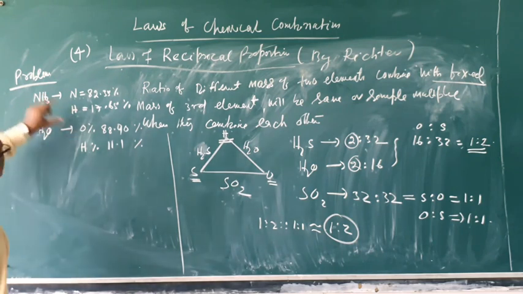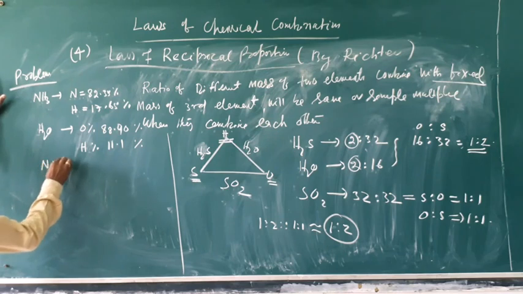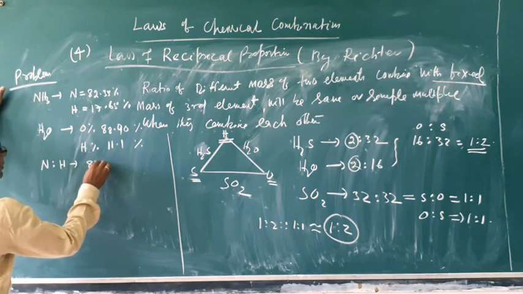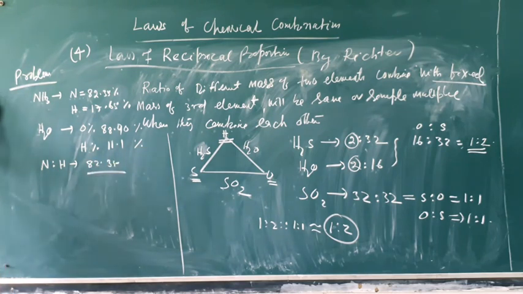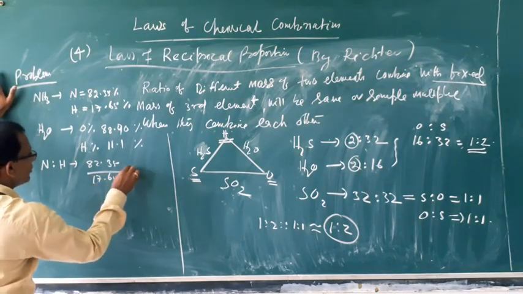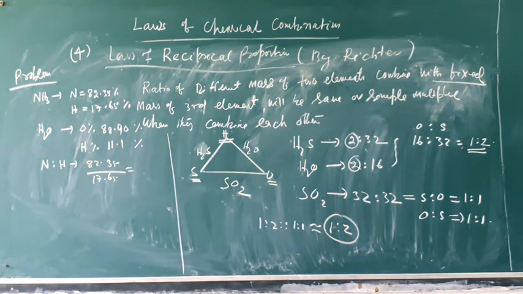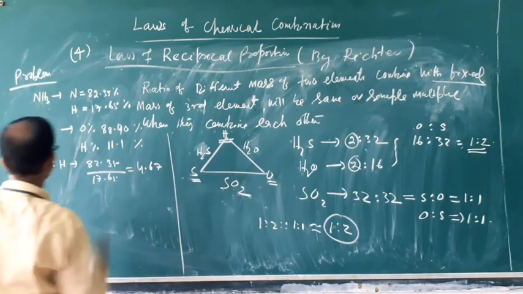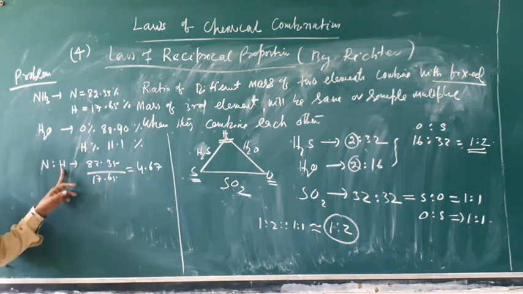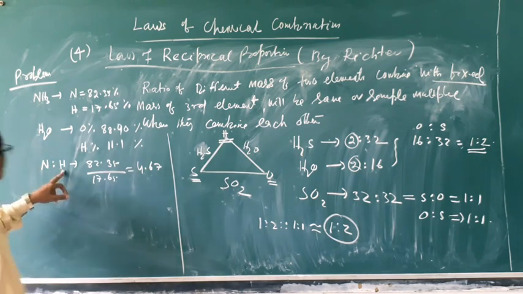Now you take the N/H ratio. How much? 82.35 upon 17.65. What is the N/H ratio? The N/H ratio is 4.67. That means the nitrogen to hydrogen ratio is this much compared to hydrogen taken as 1. N by H means hydrogen mass is taken as 1. What is the second?